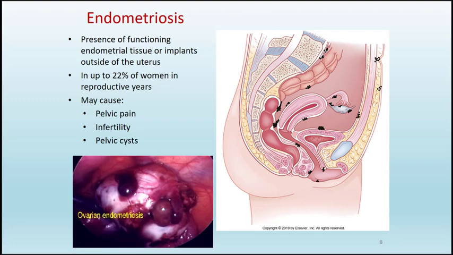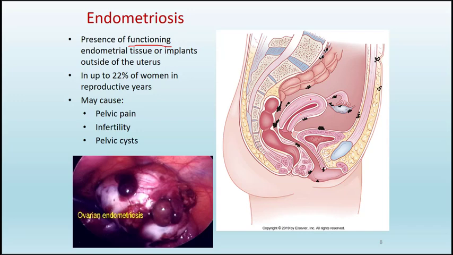This slide discusses another condition that I'm sure many of you have heard of called endometriosis. This is defined as the presence of functioning endometrial tissue, or what are sometimes referred to as implants, outside of the uterus. Looking at this image, you can see all these black indicator regions, and these are conditions of endometrial tissue that is not where it's supposed to be, which should be just specifically within the endometrium of the uterus.